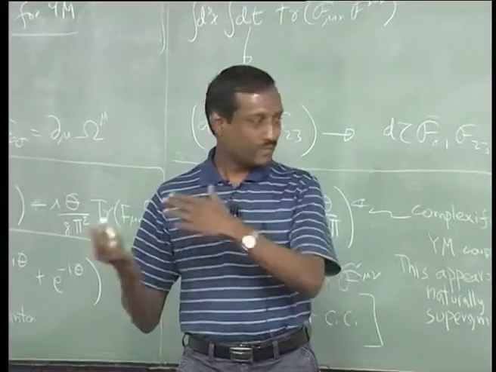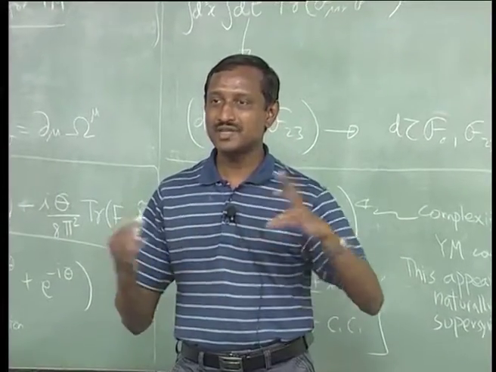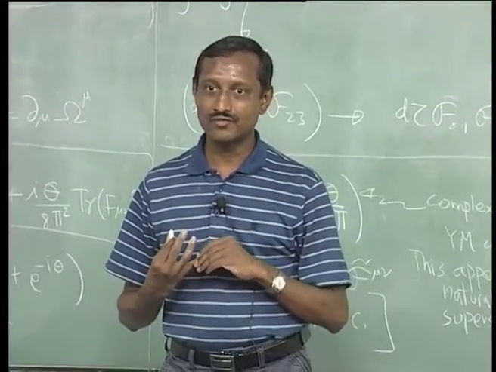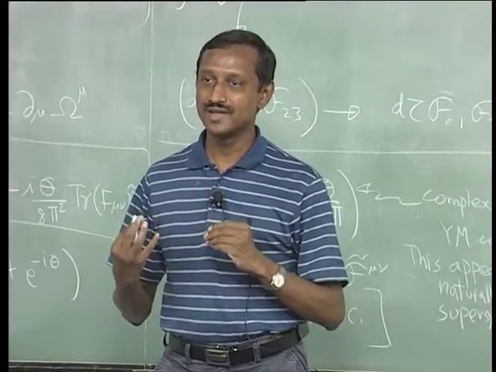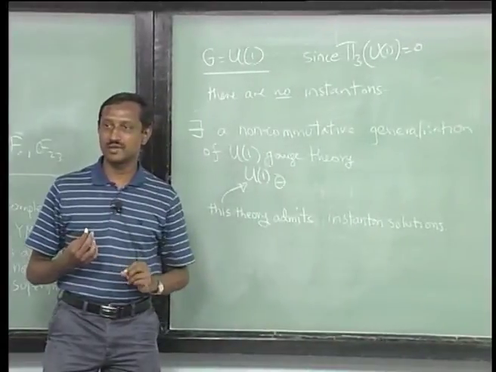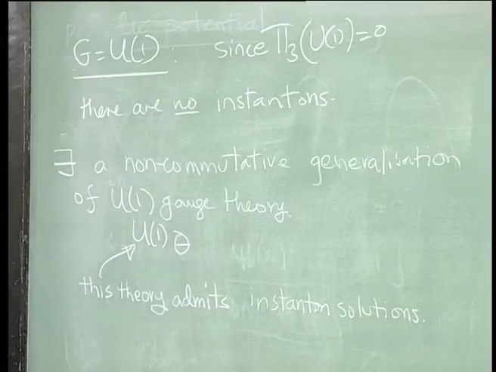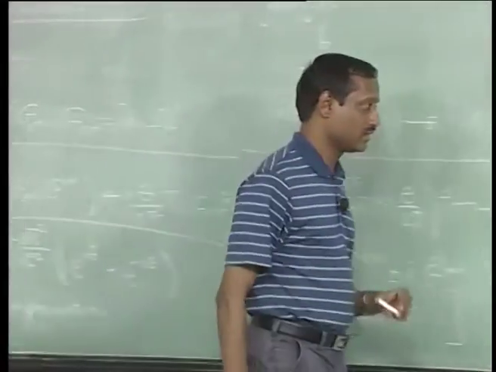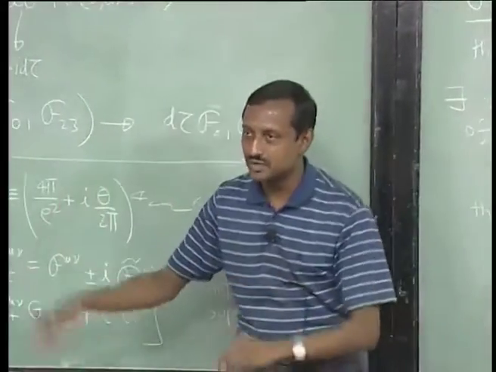I might be discussing a pictorial way of understanding instantons, and at that time we will see this come back. So I am finishing with this comment that there is a U(1) theory which is a slight deformation of the normal one which admits instantons. By instantons I mean finite action solutions, etc.